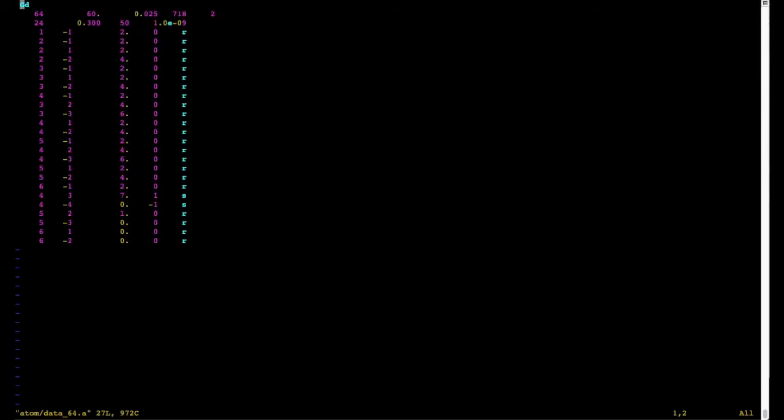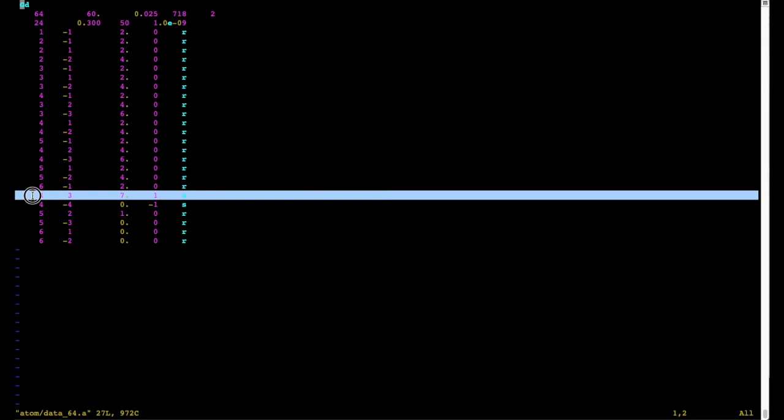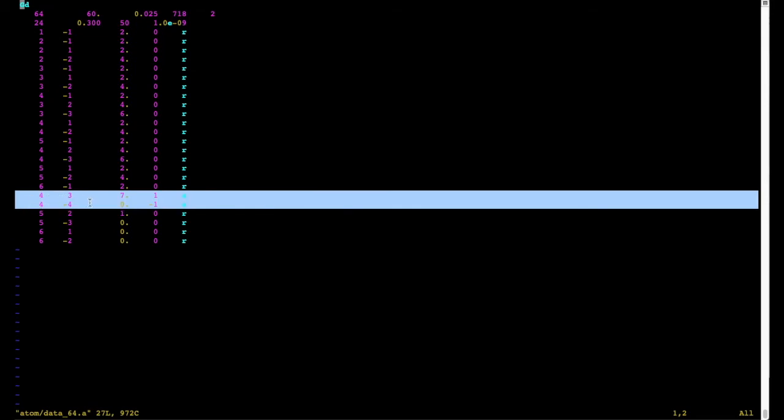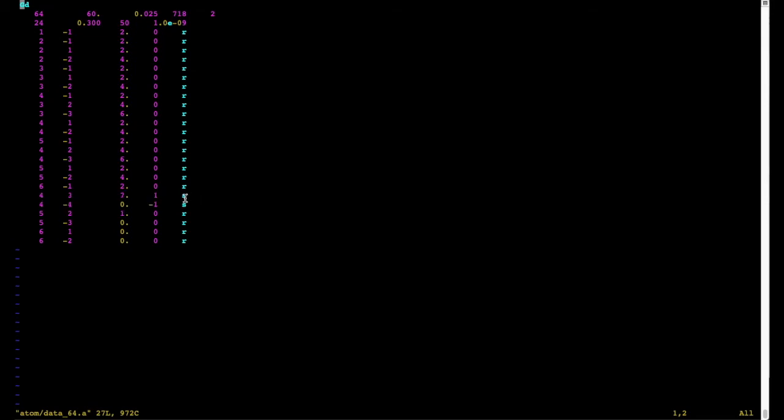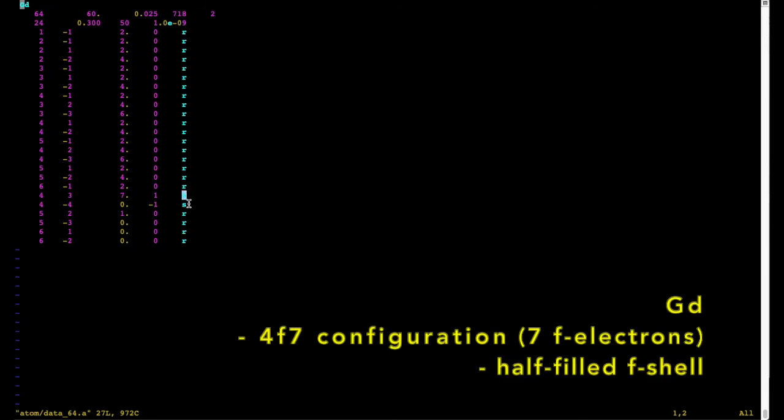Here is how it looks like. We have a lot of states, and here we have 4f states. And you see, we treat them in a scalar relativistic way. We have 7 electrons in spin up channel, and spin down channel is completely empty.